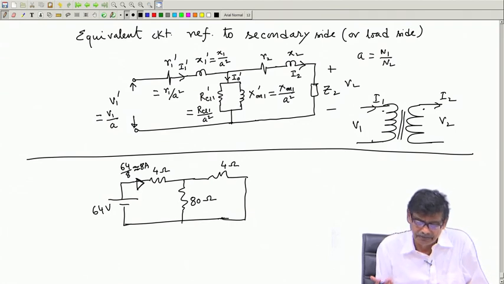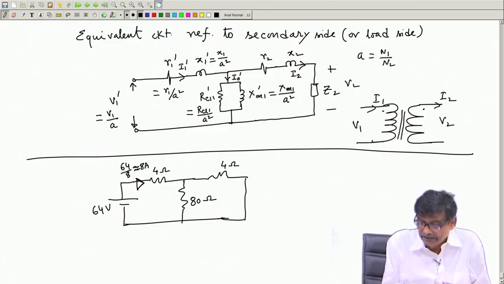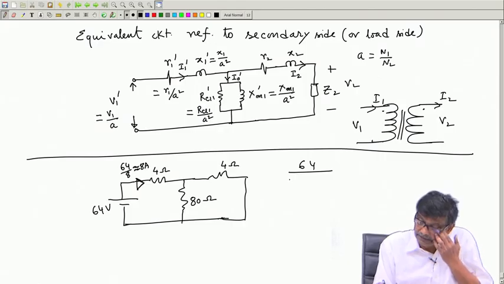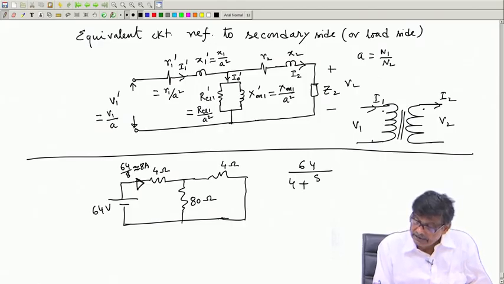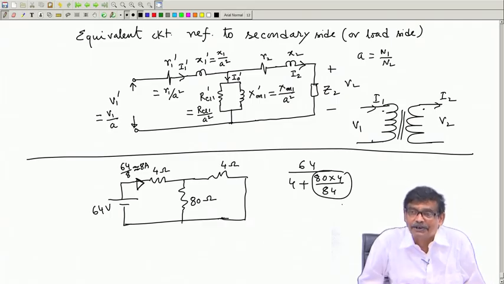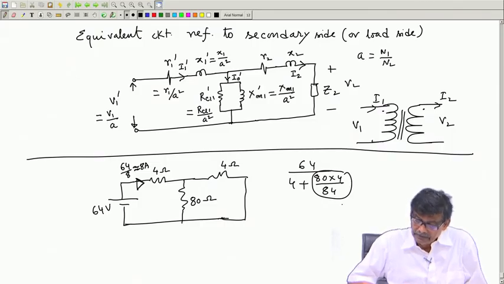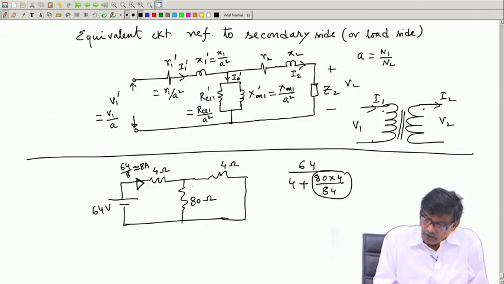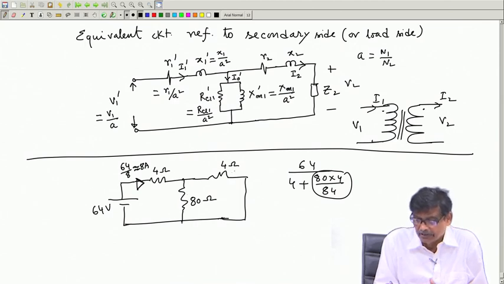Looking at the circuit, you can say, oh, this current, why? Because this parallel resistance is 20 times higher than this fellow's. You solve it, this 64 divided by 4 plus 80 into 4 by 84. This quantity is close to 4 only, 80 by 84, what is that, 0.99 something. Therefore, we always know the equivalent resistance of a very high resistance and a low resistance in parallel is of the order of the low resistance itself.